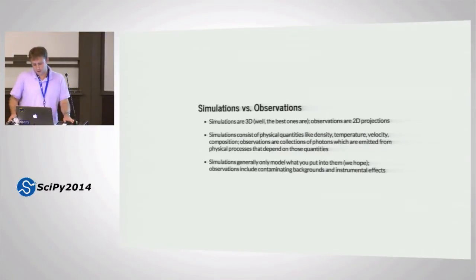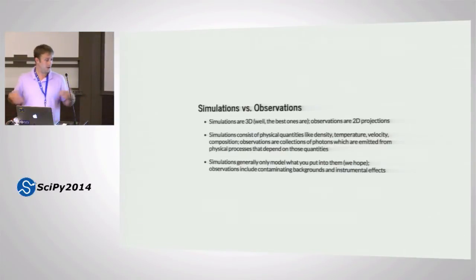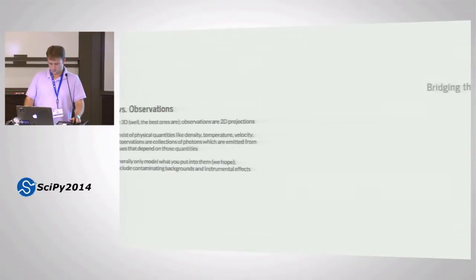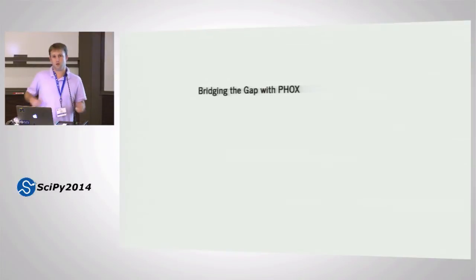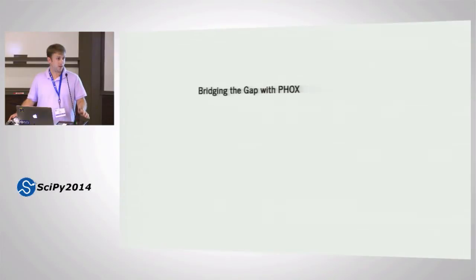And the other thing is that, at least we hope, simulations generally only model what you put into them, modulo sources of numerical error. But observations include lots of contaminating backgrounds and instrumental effects. So it's important, in order to be able to compare our simulations to observations and see if we're actually modeling actual astronomical objects correctly, to produce observations that can make predictions for what observers might see or explain what observers have already seen. So one such package that does this for X-rays is PHOX.